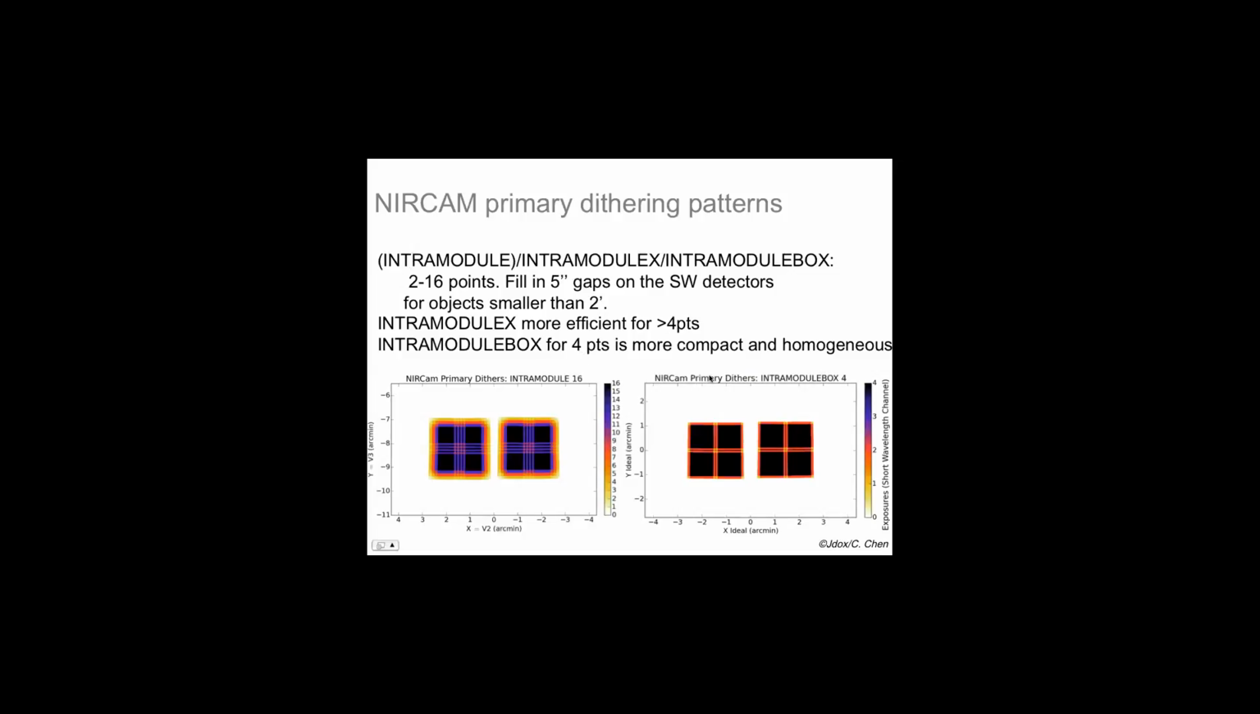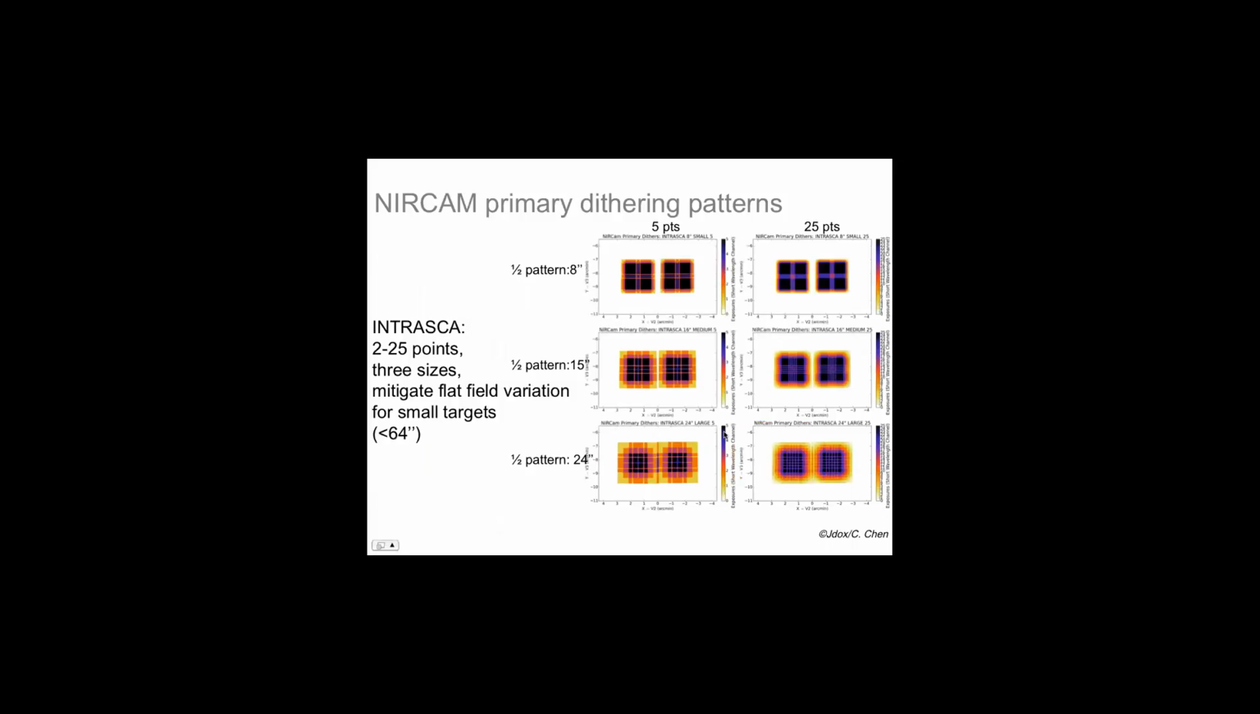But basically, if you want a very uniform squared coverage of the field of view while filling the gaps, the intra-module box is the most efficient one. And finally, for objects smaller than a single SCA on NIRCam, so for objects smaller than 64 arcsecond diameter, you will have to use the intra-SCA pattern. This pattern exists with 3 sizes, depending on the object size, obviously, and with different points. Here's an example of the different coverage that are offered by these modes.